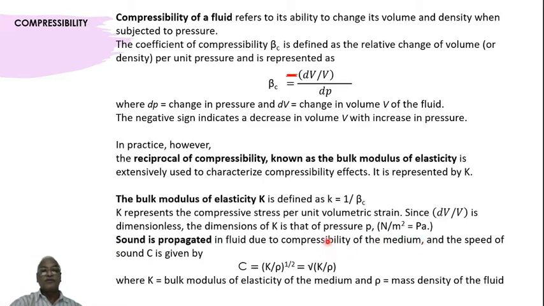You know that sound travels because of compression waves. So compressibility of the medium, and the speed of sound c is given by c is equal to square root of k by rho, where k is bulk modulus of elasticity and rho is mass density of the fluid. So from this slide, what we understand is what is compressibility, what is coefficient of compressibility, and then what is modulus of elasticity and how the sound propagates. This is called celerity. Celerity is equal to root of k by rho.